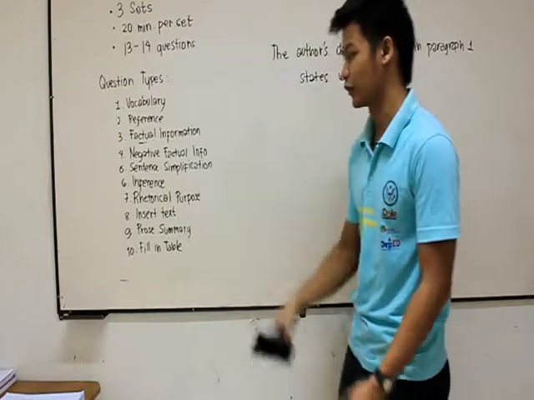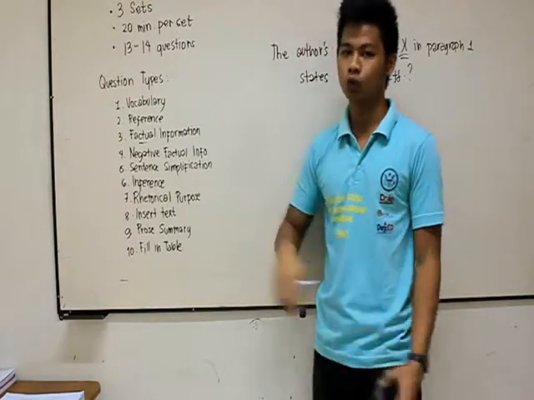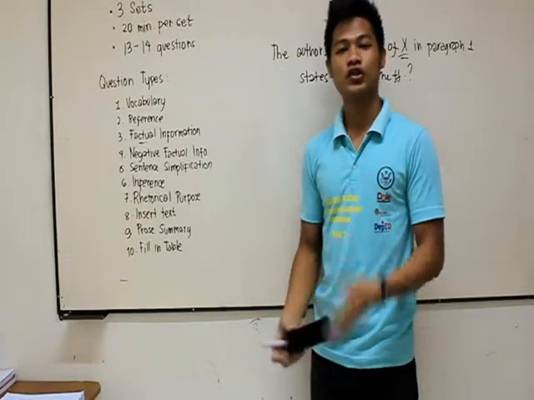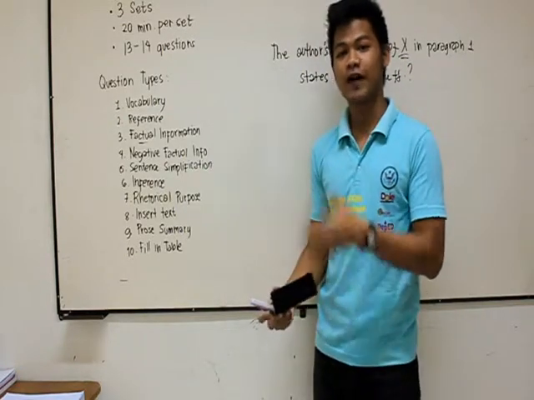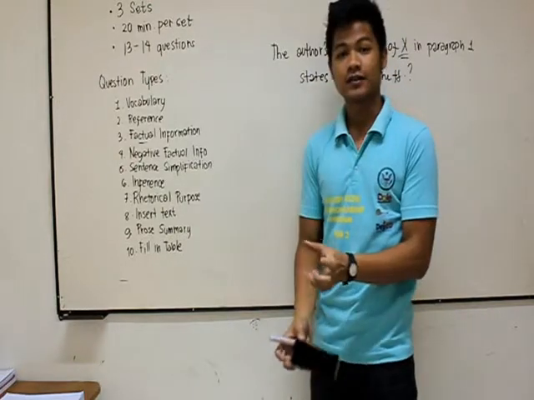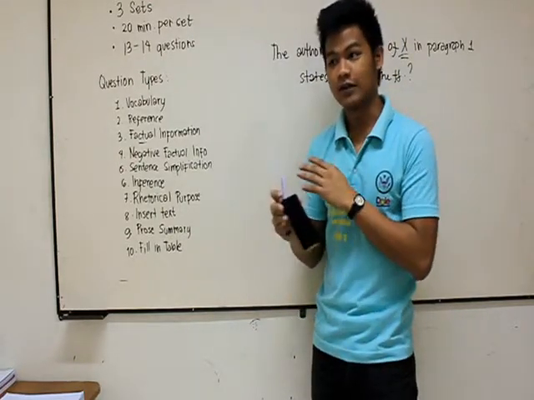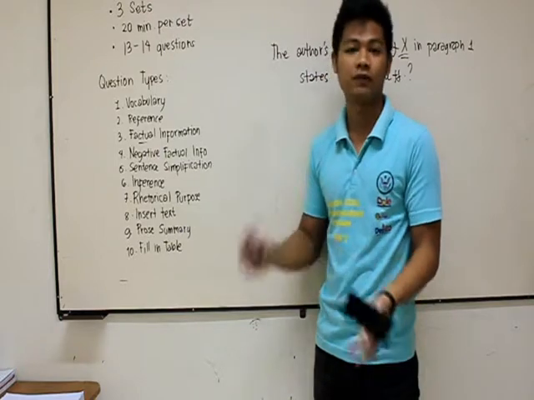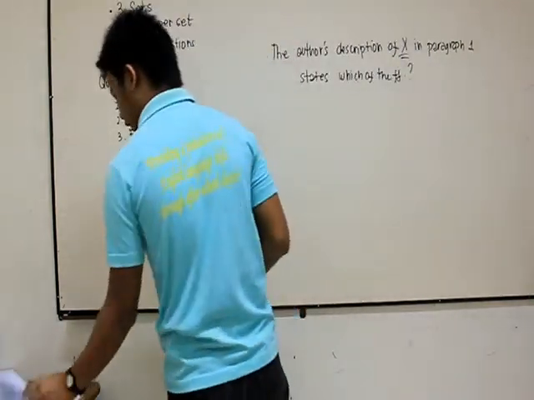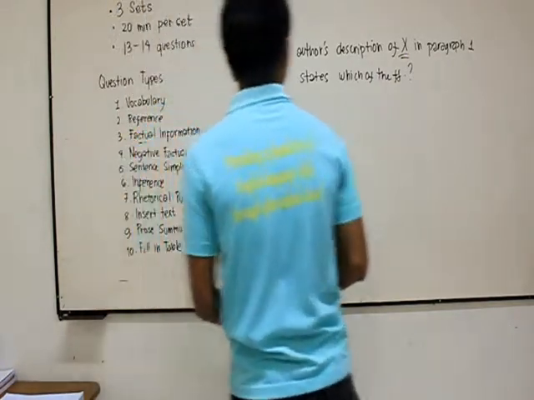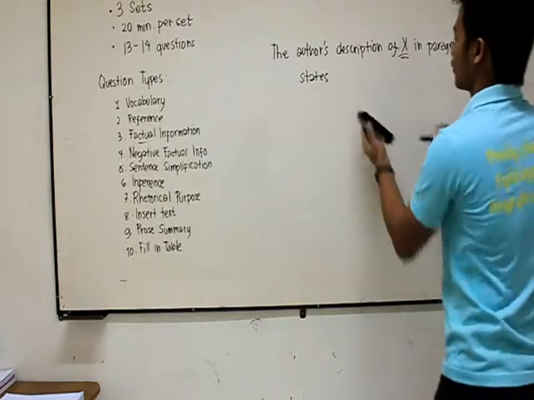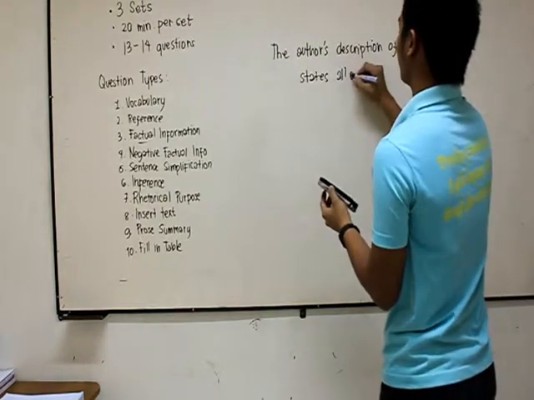Negative factual. Negative factual information is totally the opposite of factual information. You need to identify which statement is not located or could not be found in the passage. Negative factual. Now, how does it appear in the reading passage? The author's description of X in paragraph 1 states all of the following.